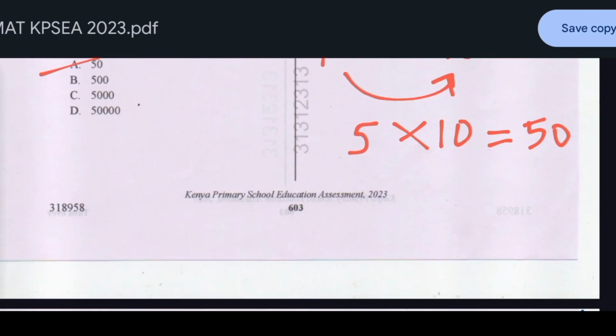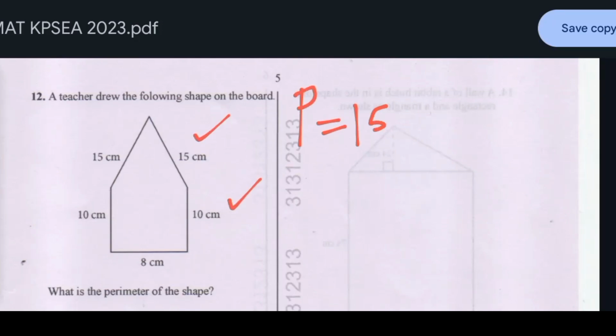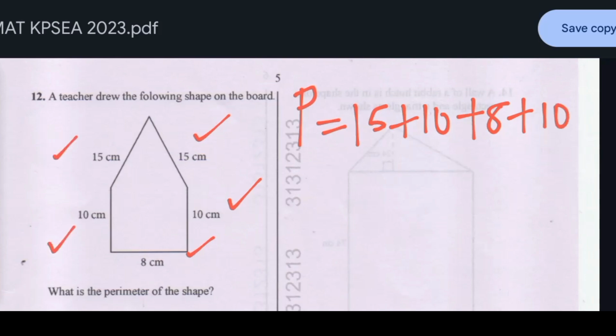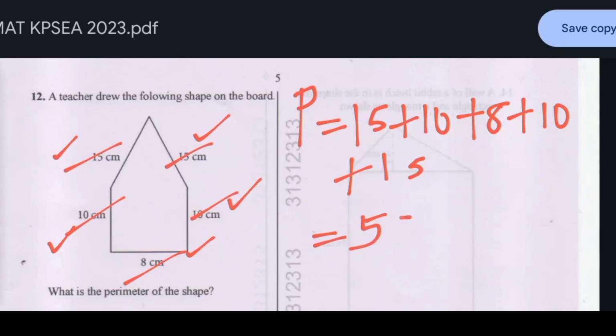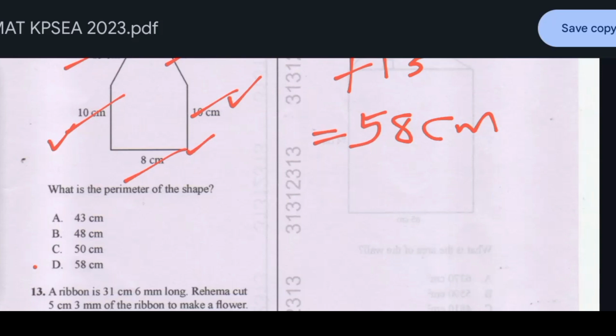The next question, number 12. A teacher drew the following shape on the board. What is the perimeter of the shape? So for perimeter, we are adding all around the shape. We are going to add the 15, 10. So we add 15 plus 10 plus 8 plus another 10. And last but not least, we have 15. So we add all that. So 15 and 15, that is 30, 40, 50, 58. Therefore, our perimeter is 58 centimeter. And therefore, the answer is D.